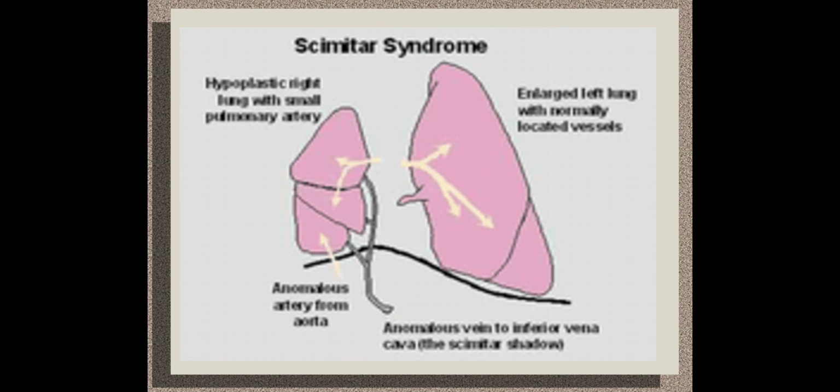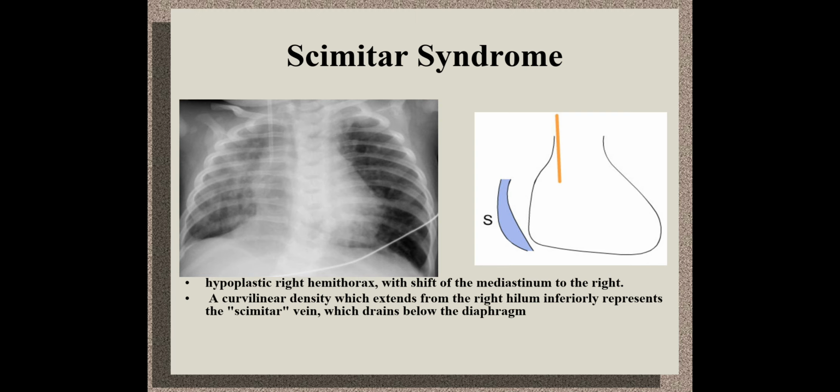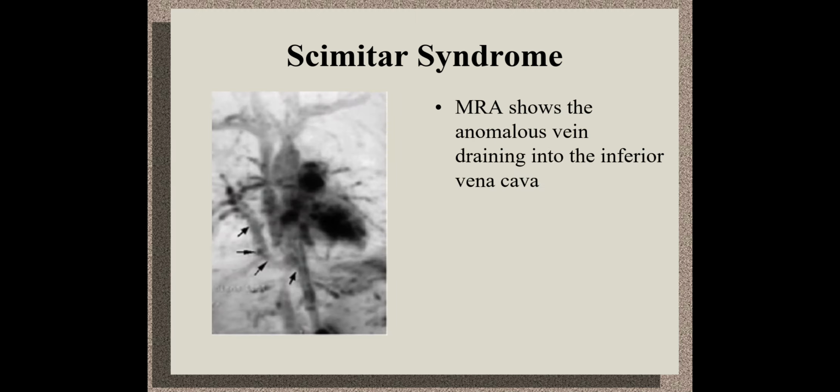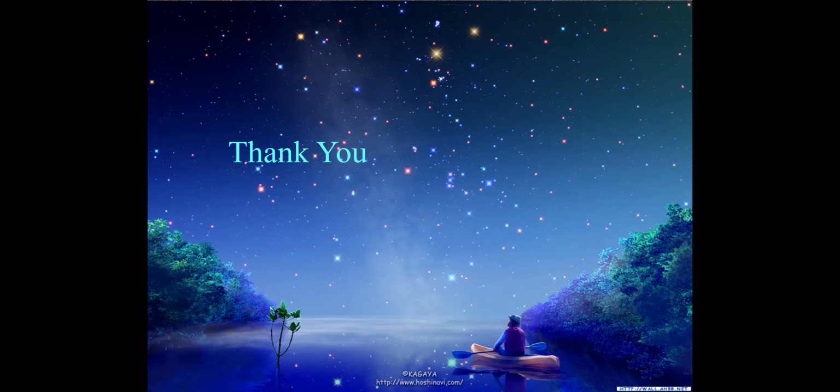This is the scimitar syndrome, as you see the venous drainage of the right lung to the inferior vena cava. Scimitar syndrome as seen by X-ray, and of course it needs more investigation to reach the diagnosis. Three forms of scimitar syndrome. Infantile form: a large shunt between the abnormal artery that supplies the lower lobe of the right lung and the subdiaphragmatic aorta. Adult form: a small shunt between the right pulmonary veins and the inferior vena cava. Third form: additional cardiac and extracardiac malformations.